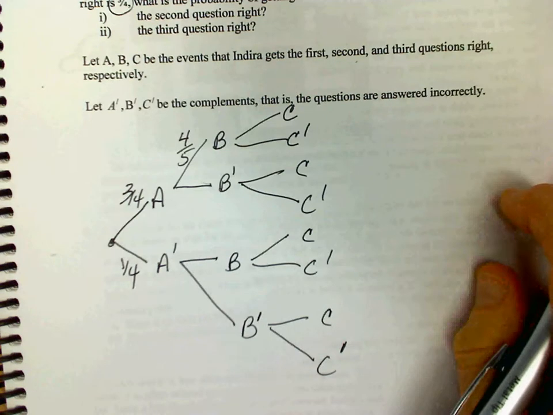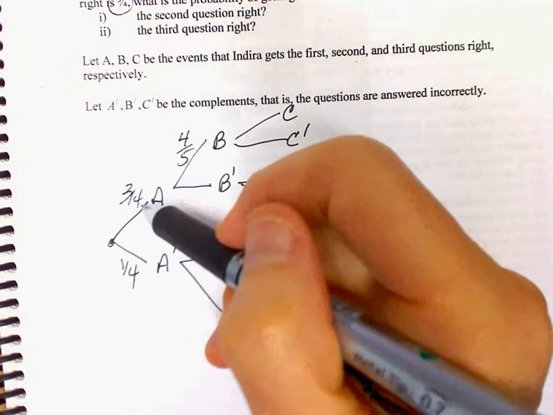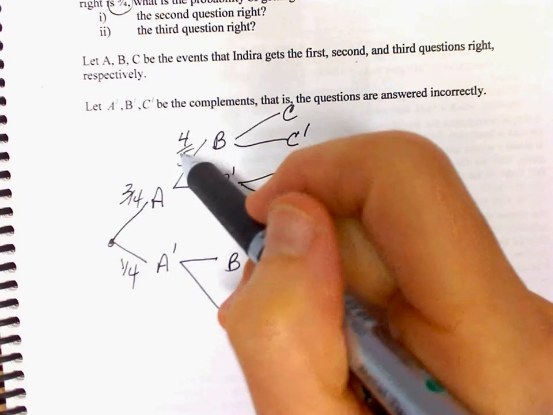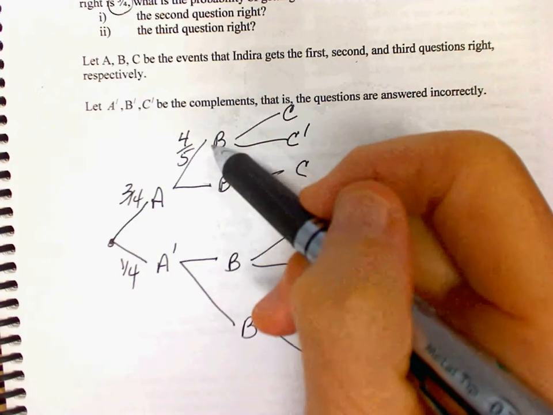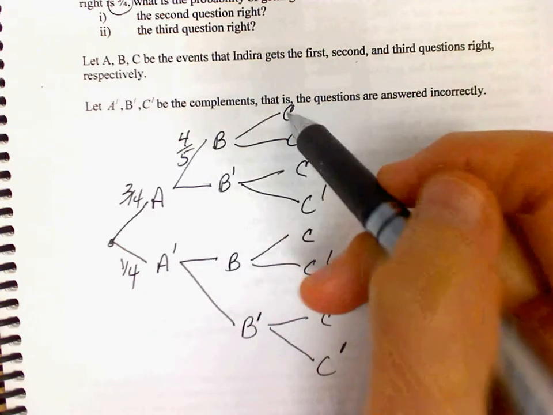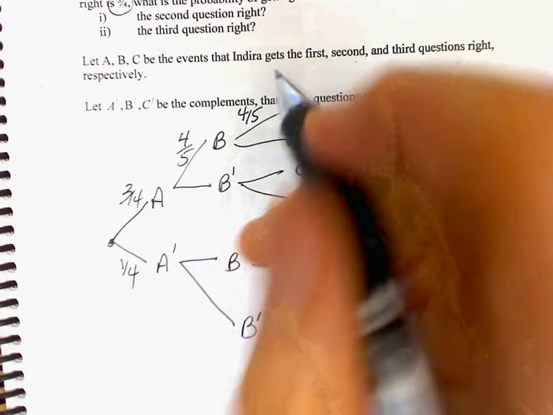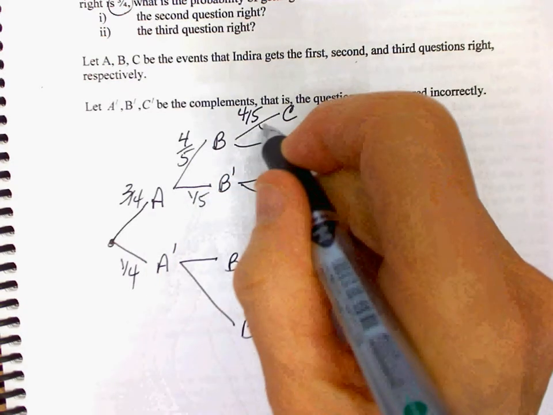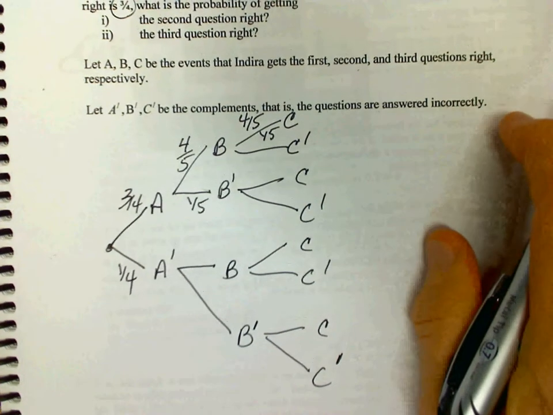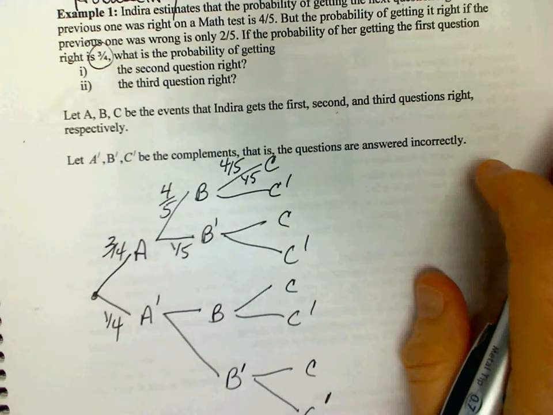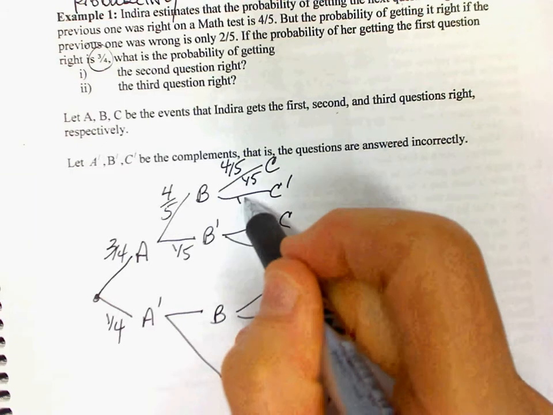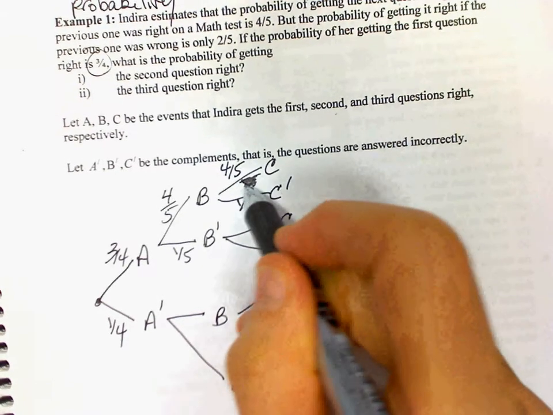So she knows she got the first one right. It boosts her confidence. She gets the second one right. And if she got B right, the probability of getting the next one right is also 4 over 5. So we can fill in this B naught branch, which is 1 over 5, 1 over 5. Now, is that 1 over 5 or 2 over 5? It has to add up to 1.